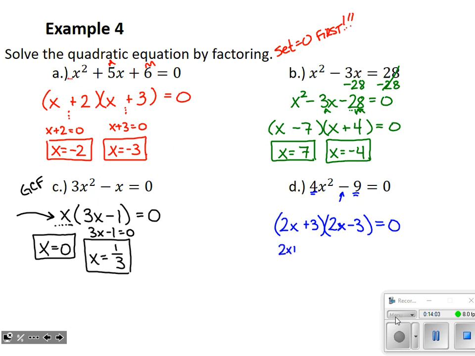That first factor could equal 0. Subtract 3 and divide by 2, x equals negative 3/2. Or that second factor could zero out to give us our zero product. 2x minus 3 could equal 0. Add 3 and divide by 2, x equals positive 3/2.